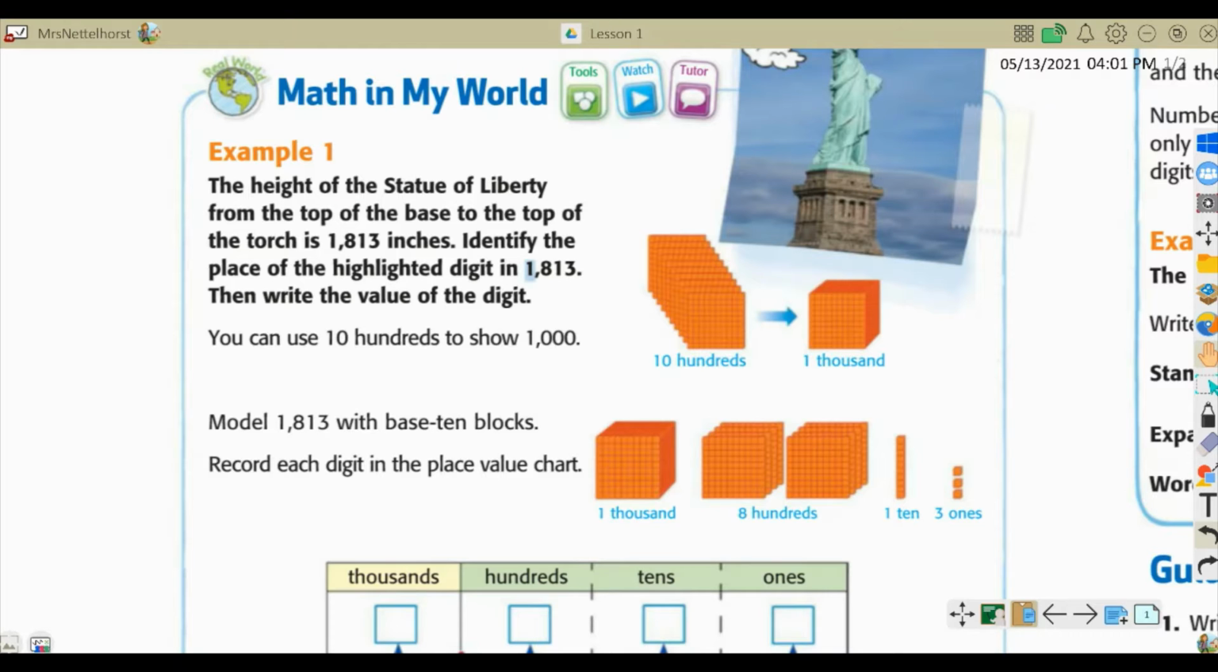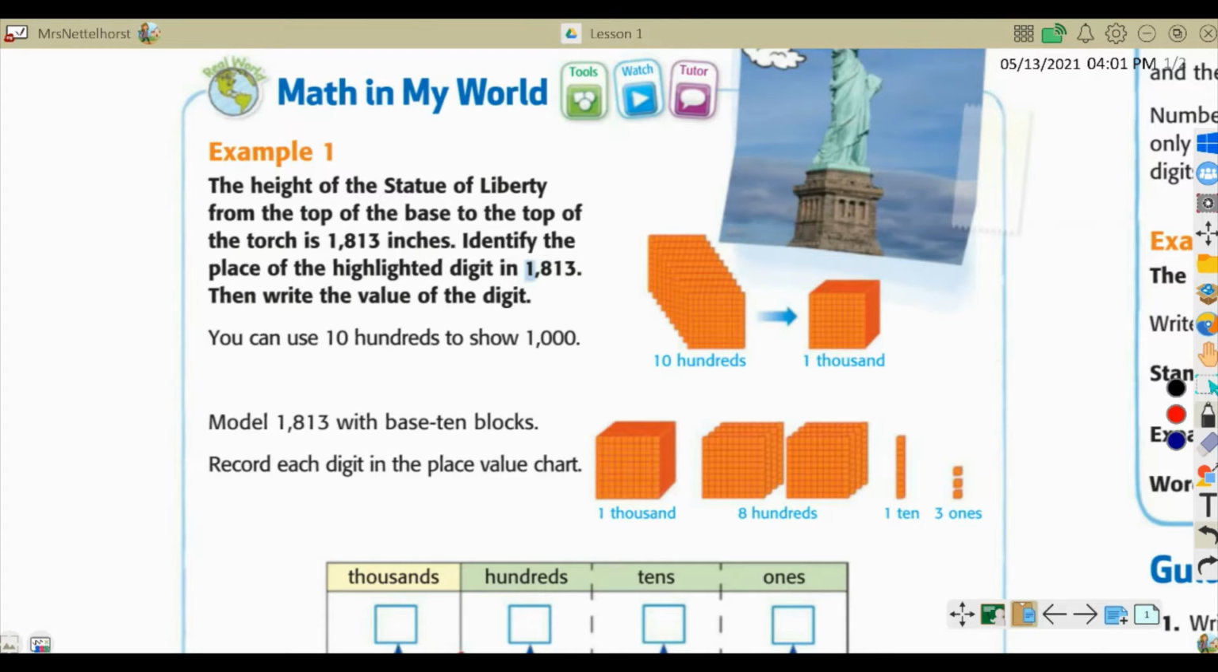So you can model 1,813 with base 10 blocks. So you have 3 ones. When we're doing place value, we start in the ones place and work backwards so that we know that we have enough digits all the way down to the ones place, okay? Sometimes if you're putting it in a place value chart and you start from the left, you'll leave blank spaces on the right, and you can't do that. So we have 3 ones in this number.